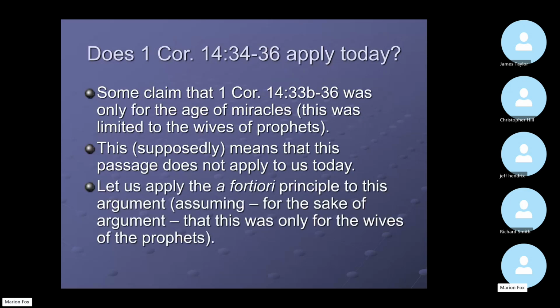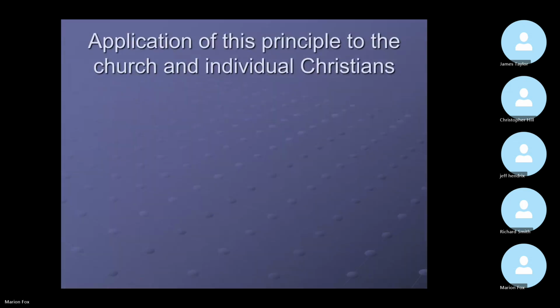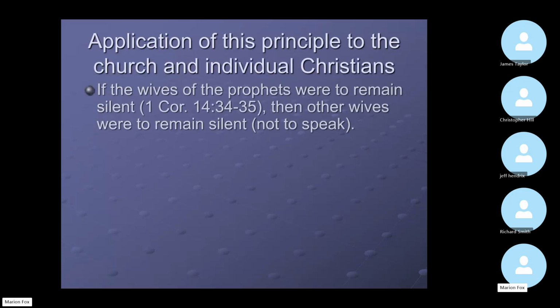We're going to apply the a fortiori principle to this argument, assuming, just for the sake of argument, and I don't agree with it, but assuming that's true, that this is only for the wives of the prophets. So make an assumption that it is, and see what's implied even by that false assumption. So we're going to make this application.